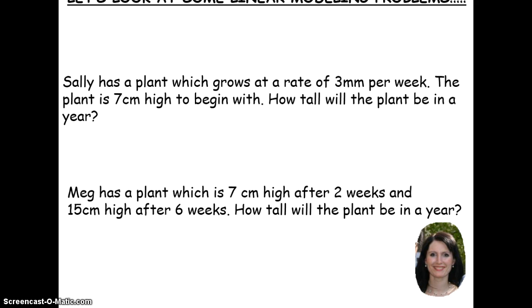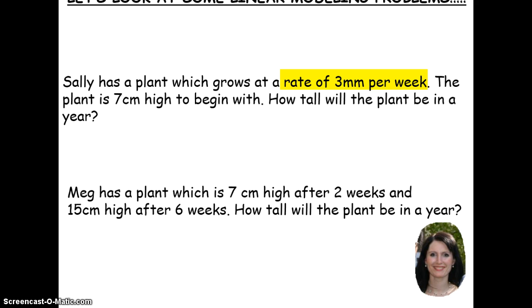The second one is where Meg has a plant, and this plant is 7 centimetres high after 2 weeks and 15 centimetres high after 6 weeks. How tall will the plant be in a year? So both questions are asking us to find how tall the plant will be in a year. Both questions involve linear modelling, but they are different.